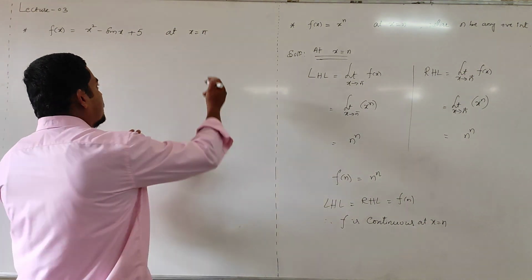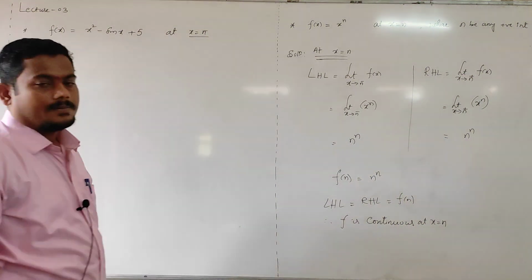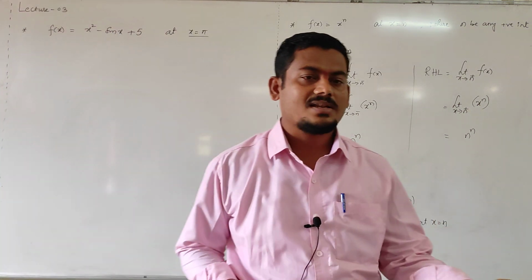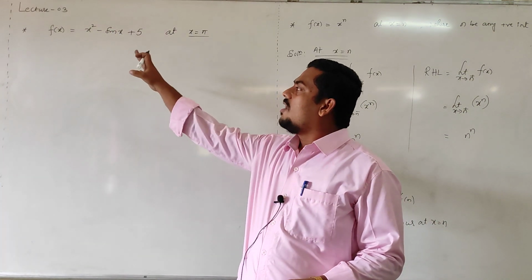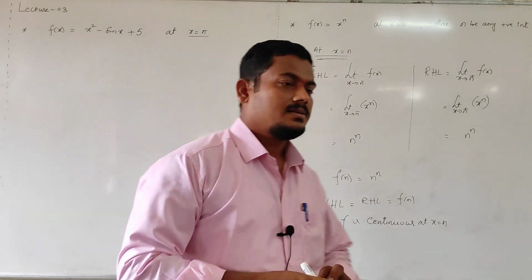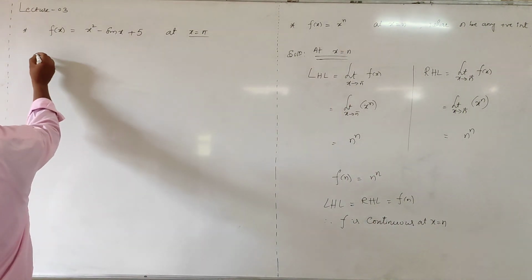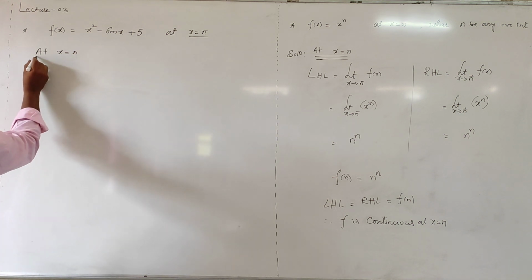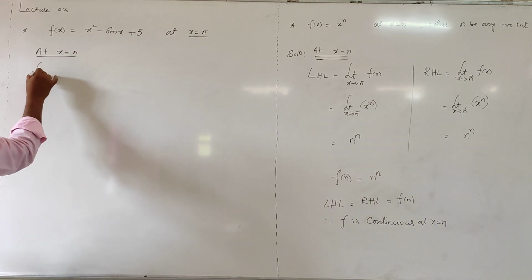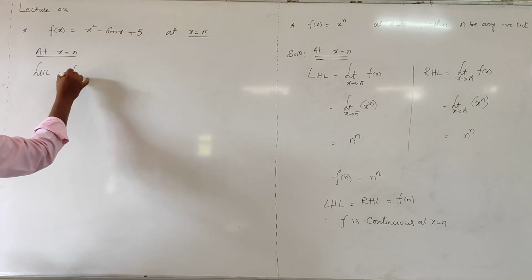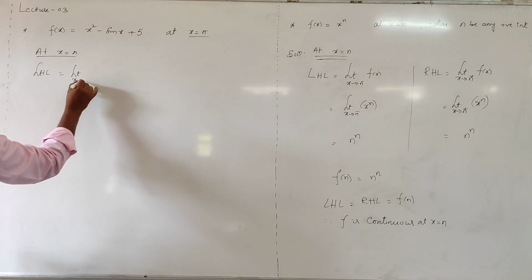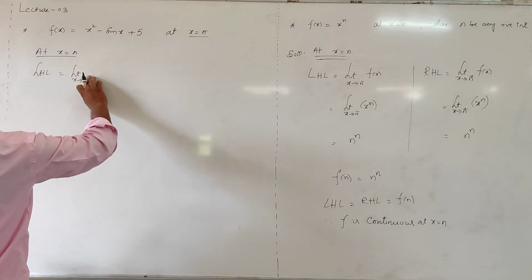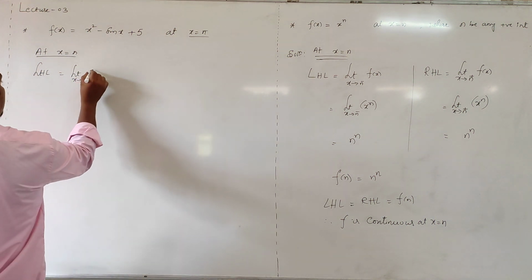At this point, check the continuity of the function. Again, same procedure only. Evaluate left hand limit, right hand limit and functional value. The function is the same. At what point? At x equal to pi. At this point, evaluate left hand limit. LHL equal to limit x tending to pi, on the head write minus sign, and f of x.